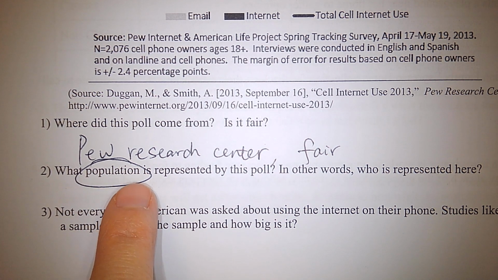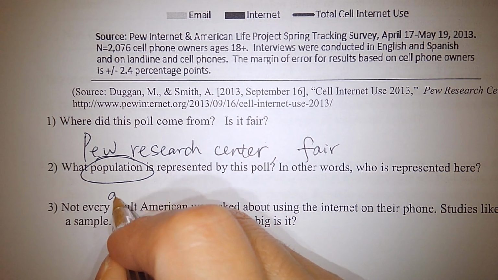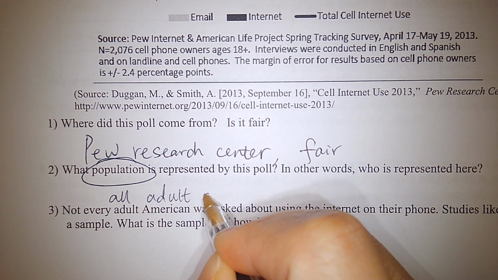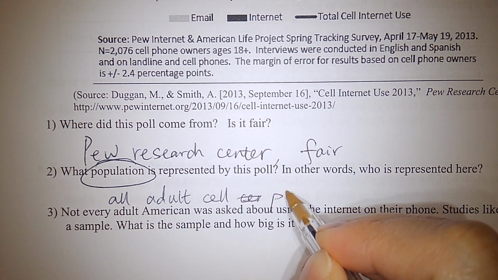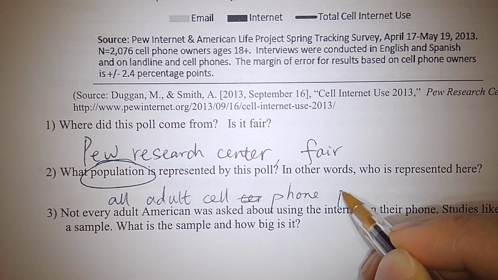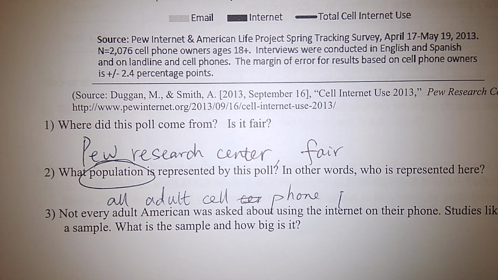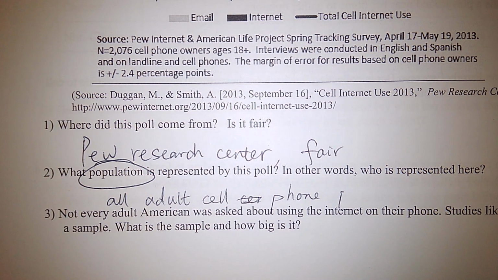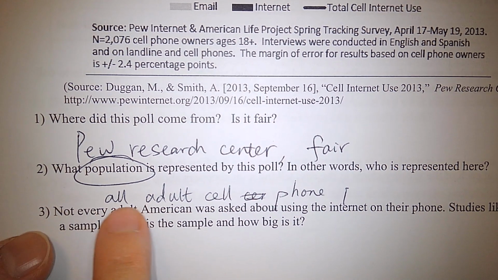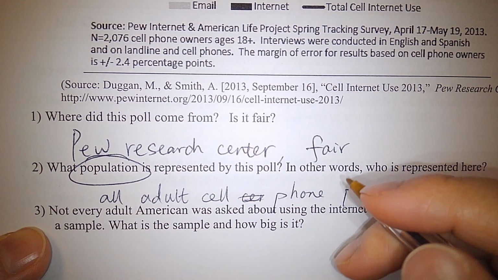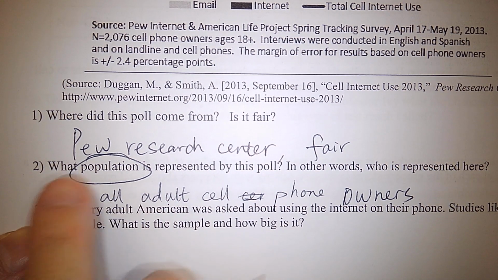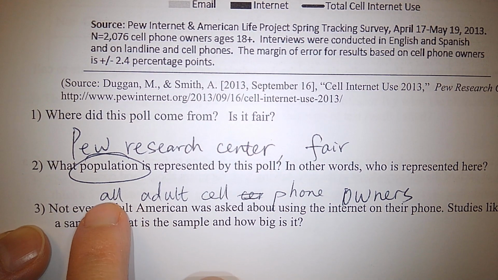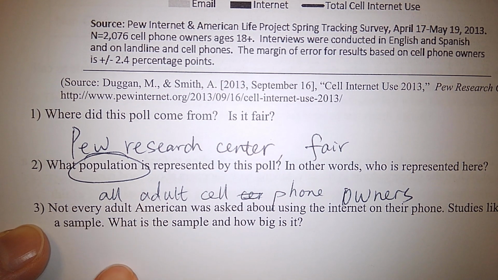All of the adult cell phone owners. We want to study among all of the adult cell phone owners, they're using their cell phone to go online, right? So the population is all adult cell phone owners. If in your exam they're asking for the population, you better answer with this keyword: all.